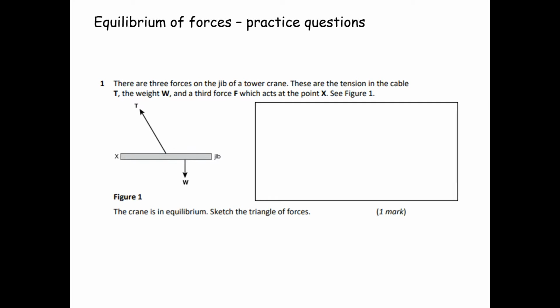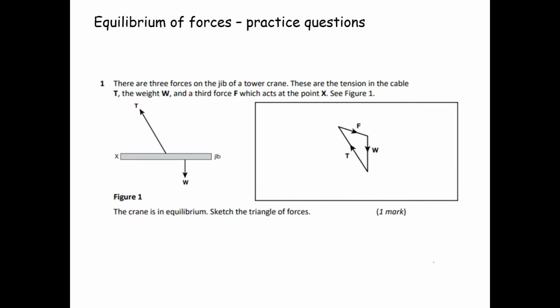Hello there, this is a run through of the Equilibrium of Forces practice questions. Question 1. There are three forces on the jib of a tower crane. These are the tension in the cable, T, the weight, W, and a third force F which acts at the point X. See figure 1. The crane is in equilibrium. Sketch the triangle of forces.